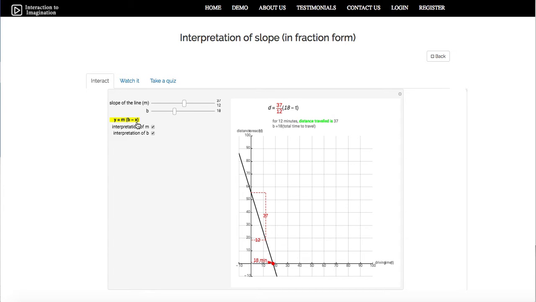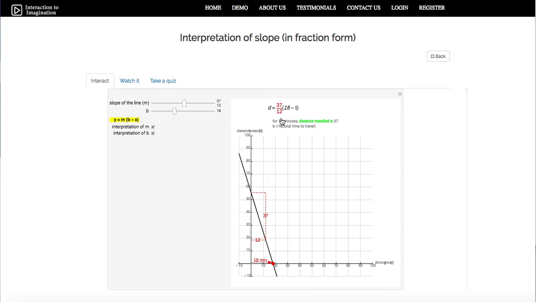And x, the variable, is going to represent time and y is going to represent distance, which is why distance is on your y-axis and time is on your x-axis. So when you're looking at the slope in a distance versus time graph, this can be broken down into rise over run. So here we have 37. So your rise is 37 and your run is 12.